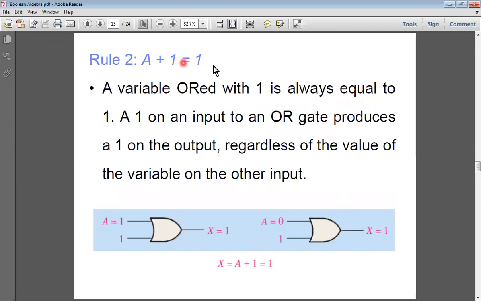Next, rule 2, A plus 1 equal to 1. A variable ORed with 1 is always equal to 1. Doesn't matter what A is, whether A is 0 or 1, it is completely immaterial to the result. A 1 on an input to an OR gate produces 1 on the output, regardless of the value of the variable on the other input. Let's see.